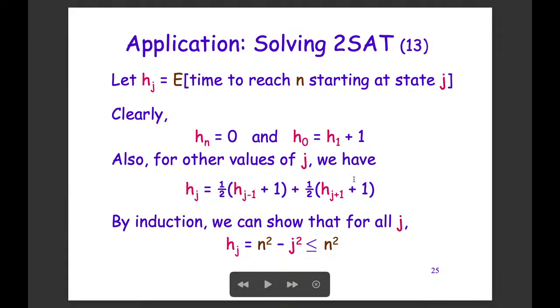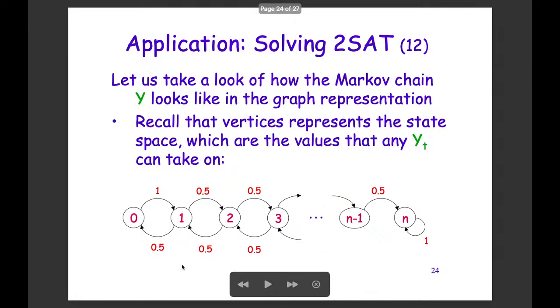And this is the case that we move from j plus 1 to n. So the plus 1 here accounts for the step that we need to move from the current state to j minus 1 or from the current state to j plus 1. And solving this, we find that hj is always less than or equal to n squared. So what does that mean? No matter which state that we are in here initially, the expected number of steps that we need to go to this final state n that we want is less than or equal to n squared.